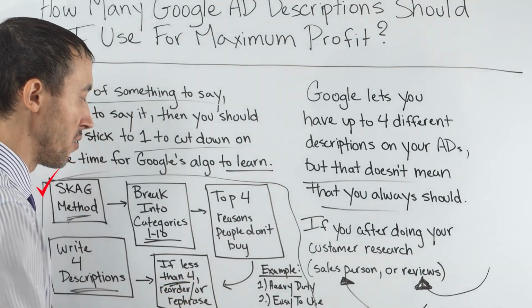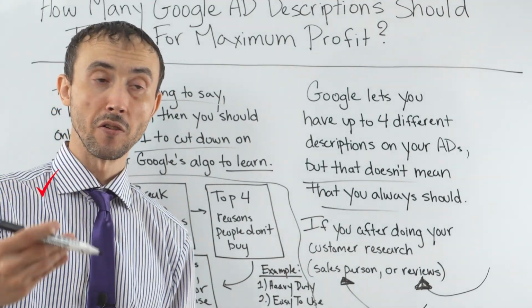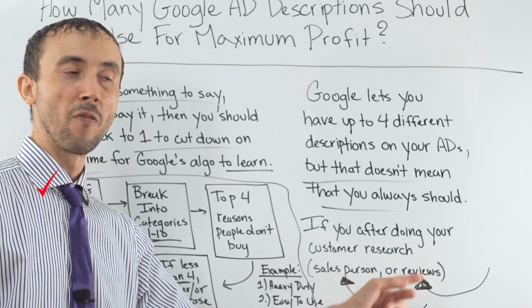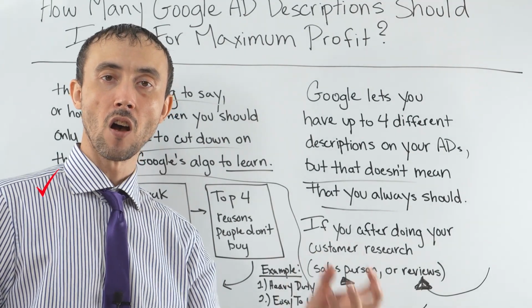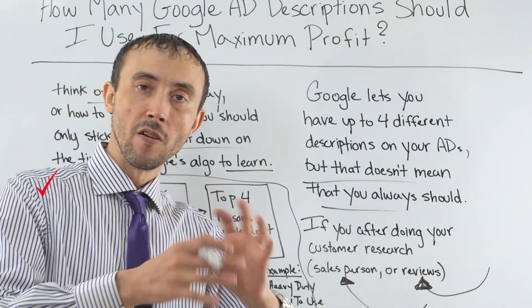What I would recommend you to do to get the most results and the highest click-through rates possible out of your descriptions is, if you have, through your customer research, reading the reviews and all that, found less than 4 things to talk about, then I'm going to reorder them.